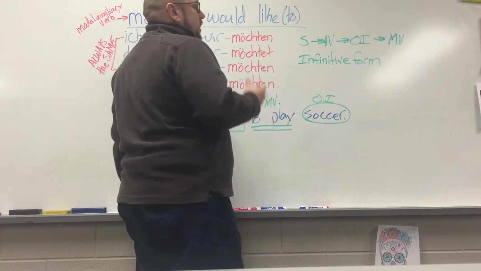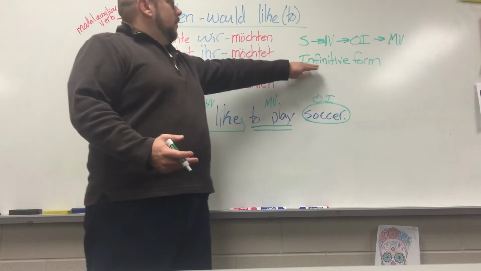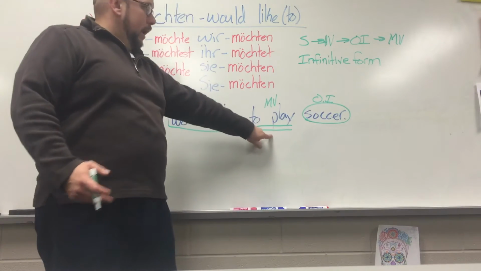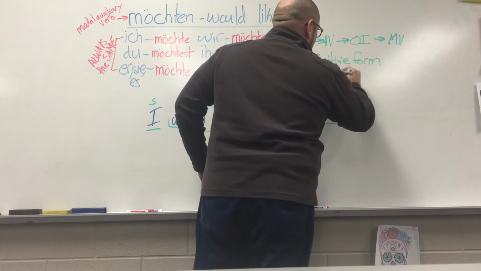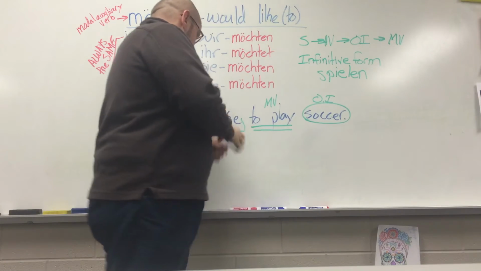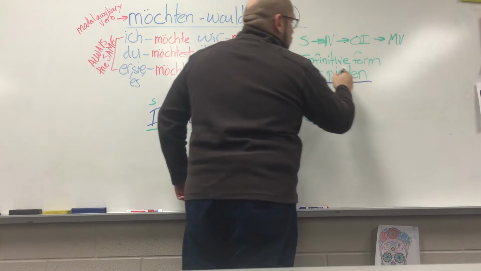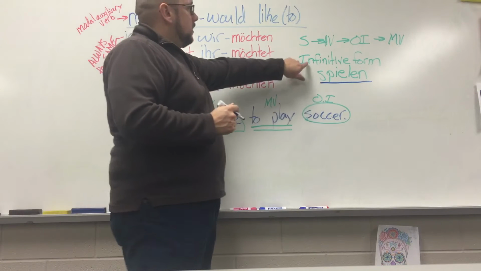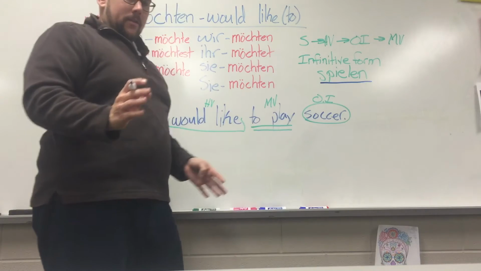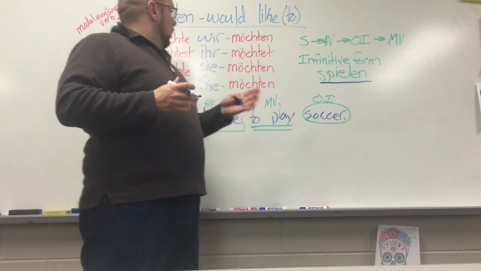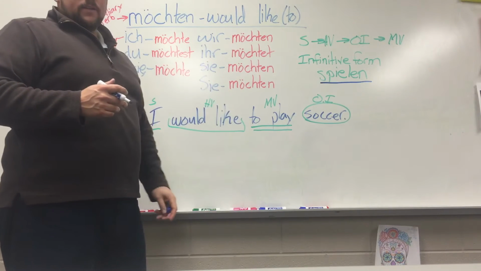Okay? And what that means is it's the form that we start with. Before we take anything off, before we add anything back on, this is what we start with. So what's our word for to play? Our main verb to play. Okay, think about it for a second. Spielen is our word for to play. So what that means, spielen is what we start with. So that means the infinitive form is spielen. We leave it alone. We don't change anything. You're telling me what the pronoun is by using the correct form of möchten in our sentence.